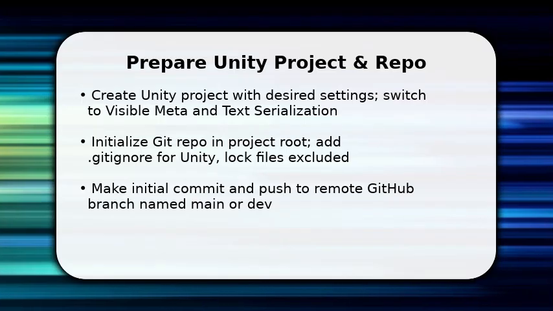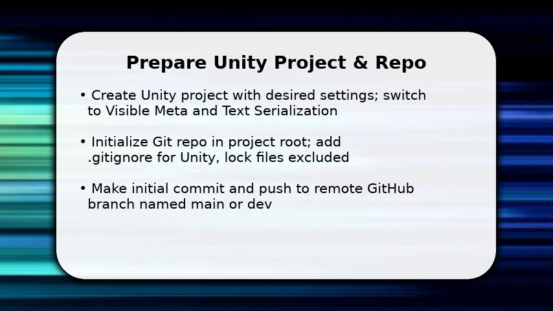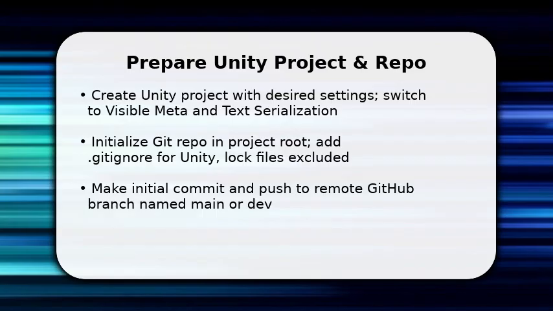Enjoy the video. You'll start by making Unity safe for version control. In Editor, enable visible meta and text serialization so scene and asset merges are readable. Then, from the project root, initialize Git, add a Unity-specific .gitignore that excludes Library, Temp, and build artifacts, and commit.